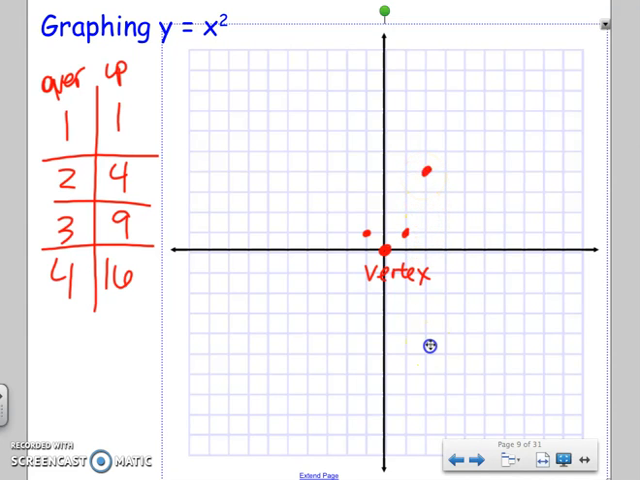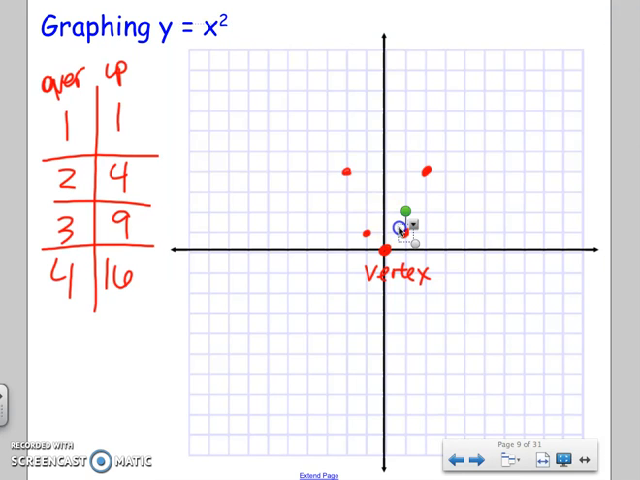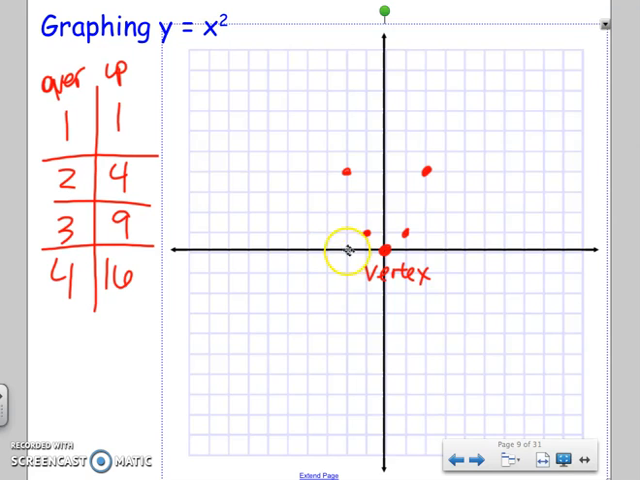And you're going to do the same thing on the left side. You're going to go over 2 on the left side and up 4 and make a point. So notice the points are symmetrical, which is how they should be. So I'm going to go over 3, up 4, 5, 6, 7, 8, 9. And then if you can get the hang of it, you know it's going to be symmetrical.